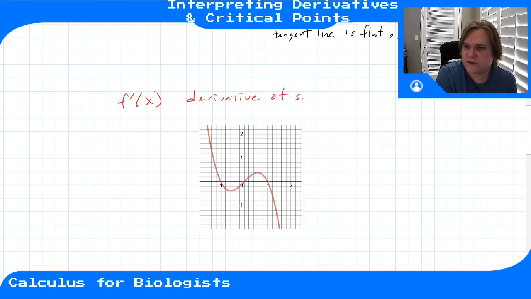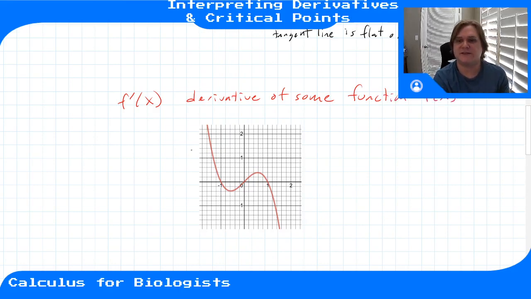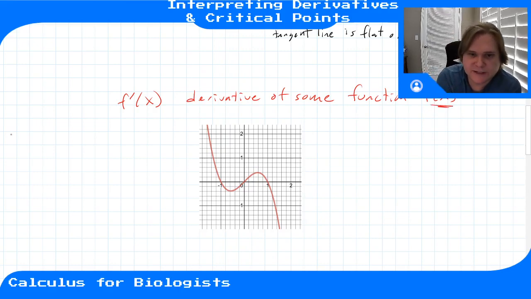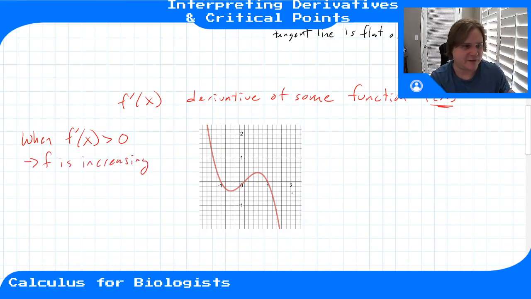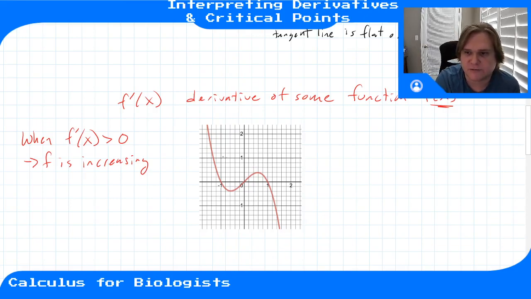of some function. What does this tell us about the original function f of x? This is our derivative. What does it tell us about f? Well, we saw that when f prime of x is positive, that means that f is increasing. So let's look for that on the graph. Where is our function's derivative positive?